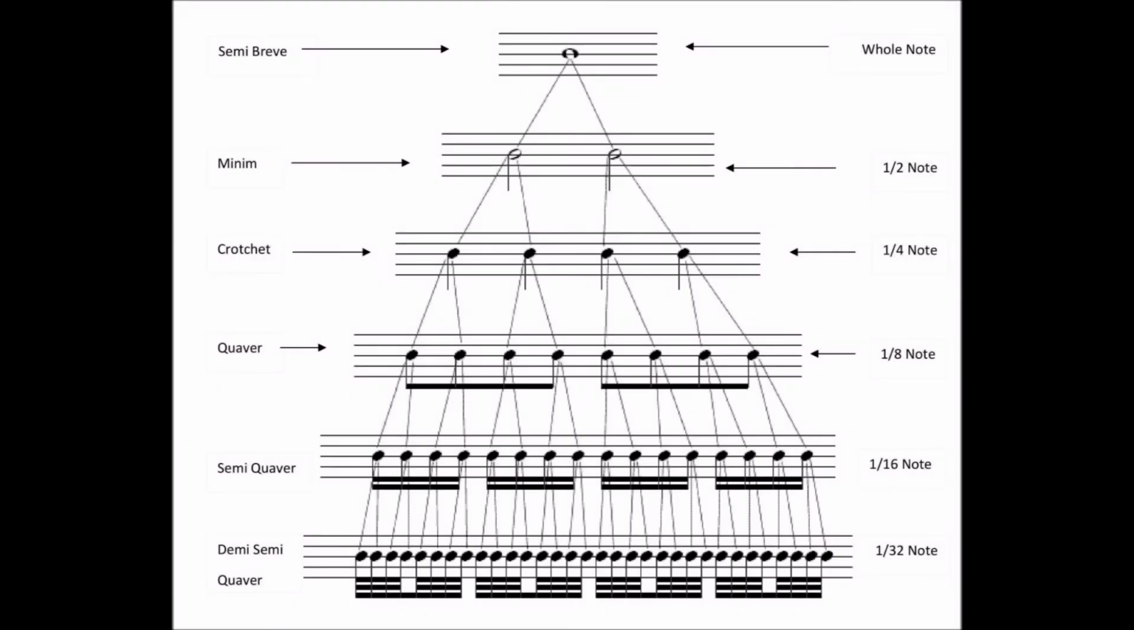The final note for us in the table of relative note values is the demi-semiquaver, or the 32nd note. And that is a filled in note head with a stem and 3 tails. As I said, this is the shortest note that we'll use in duration. We can't go any shorter than this, our hands just aren't fast enough, unfortunately.